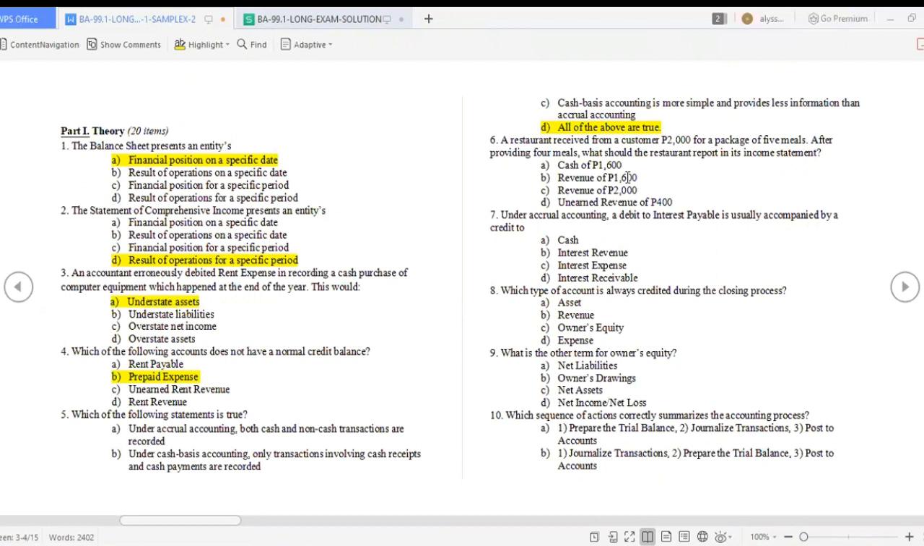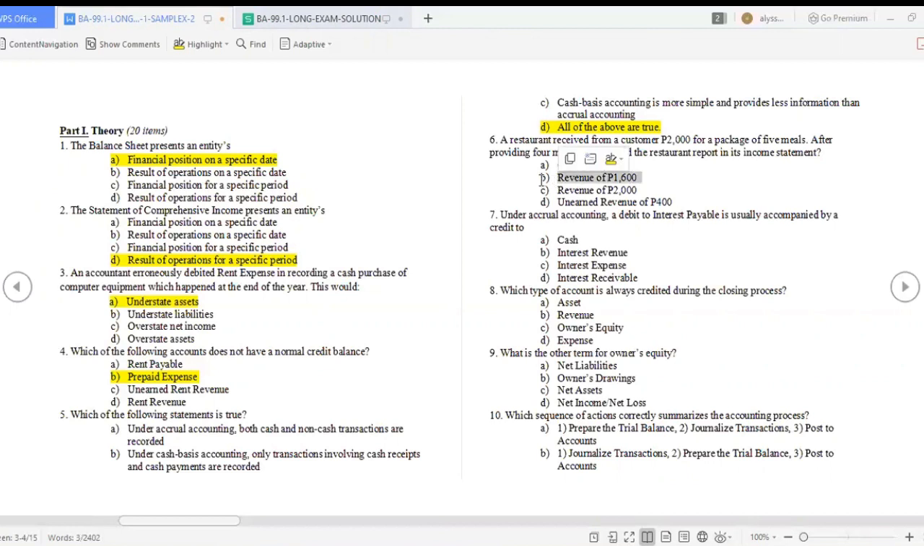So what should the restaurant report in its income statement? It's true that the company has a revenue of 1,600 and an unearned revenue of 400. However, we should read the question properly. It asks about the income statement. Unearned revenue is shown in the statement of financial position, and you can only see the revenue in the income statement. So the correct answer is letter B.